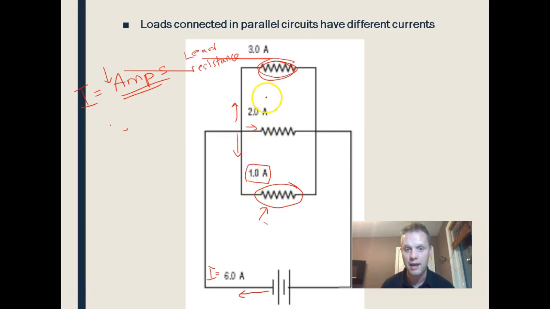Also remember that the amps add up in a parallel circuit. 3 plus 2 is 5, plus 1 is 6. So when we come out this end, 6 amps will also be going back to the other side of the battery. It's just dividing up down the pathways.